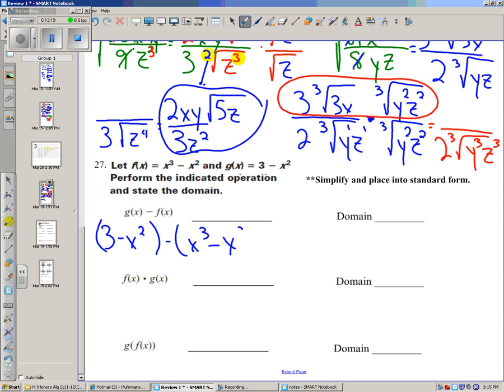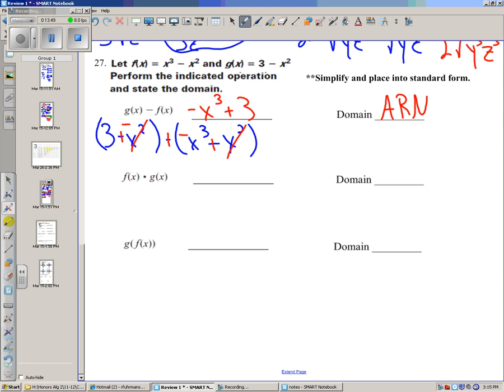And since the subtraction is applying to the whole parentheses, I'm going to be adding the opposite. So in the first parentheses, add the opposite. And when I add the opposite to the whole parentheses, it becomes negative x cubed and then plus x squared. And then what will quickly happen are the x squareds will cancel out, and I'm going to write my answer in standard form as negative x cubed plus 3. I don't have any issues with the domain. It's going to be all real numbers. Remember, issues with the domains are with x's being in the denominator, x being in even roots, or both.